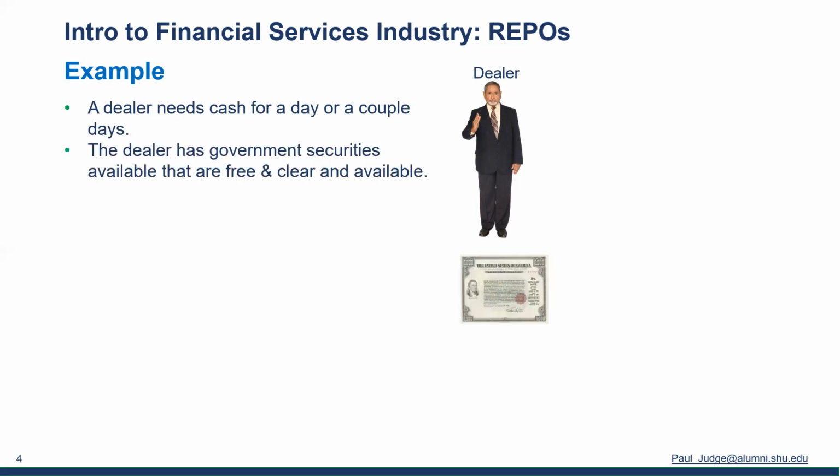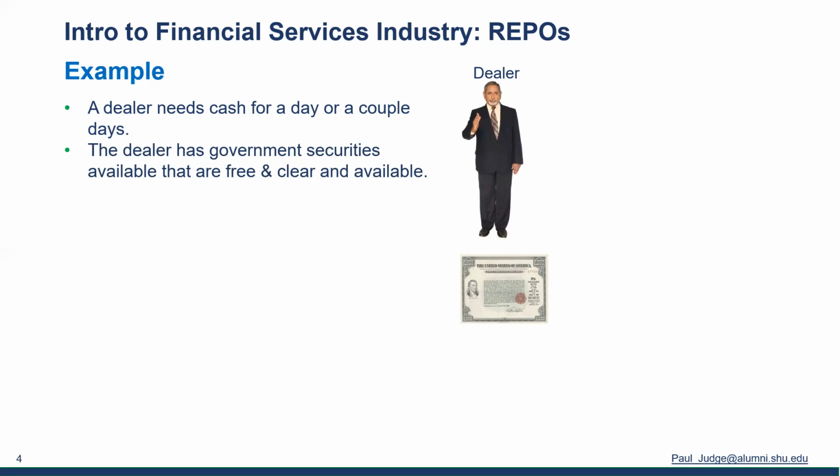So the dealer has government securities that are available. They're free and clear, right? And what I mean here is the dealer actually owns these securities. There's no claim against these. It's not part of another transaction where he's selling the securities. He doesn't have any margin against it. These are securities that are clear for the dealer to sell.